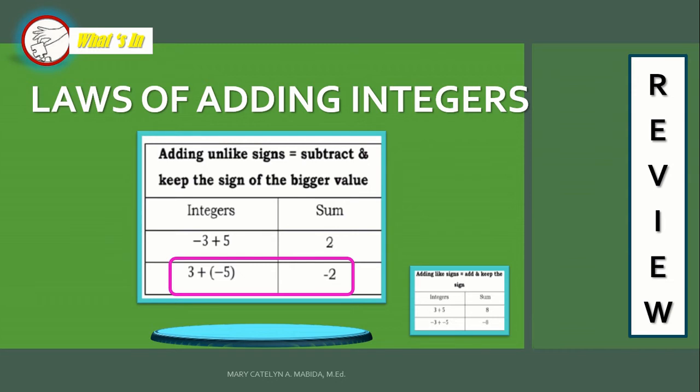Now this time, what is the sign of the bigger absolute value? That is right, it is negative. 5 is bigger than 3. And so, our sum will carry the sign of 5, which is negative. So, 3 plus -5 is equal to -2. You got it. That is so easy peasy. Always remember that because we are going to use that in our lesson for today.